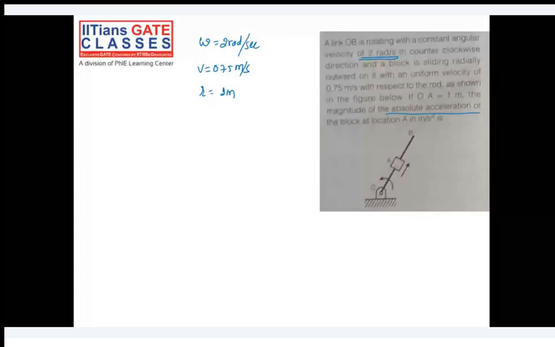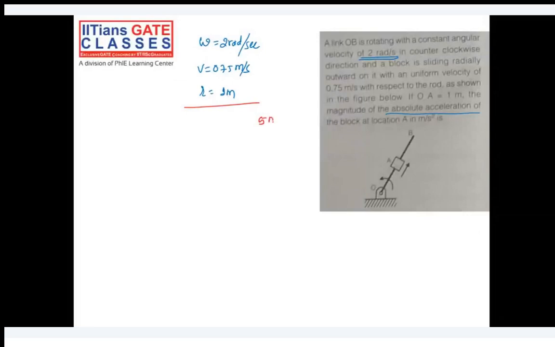How about now? Is it audible? And you can hear me properly? Yes. Okay. Yes, 5 is the correct answer. Yeah, Sean. 5 meter per second square is the correct answer.